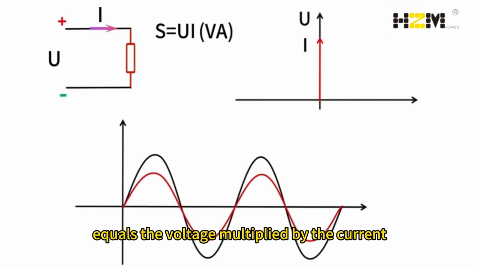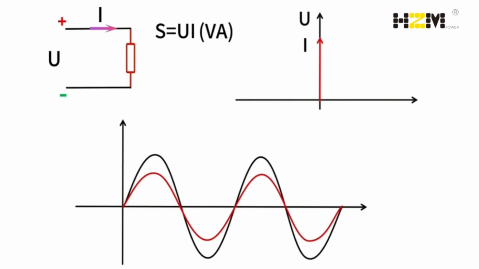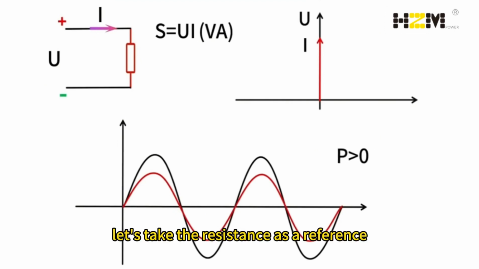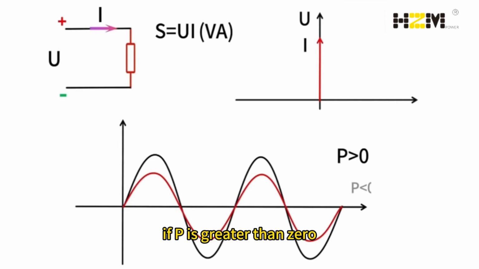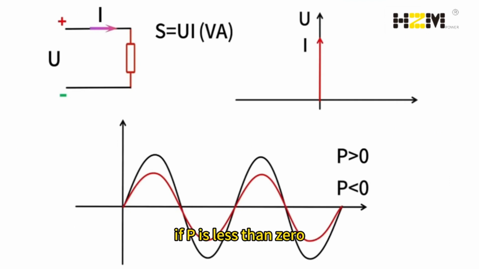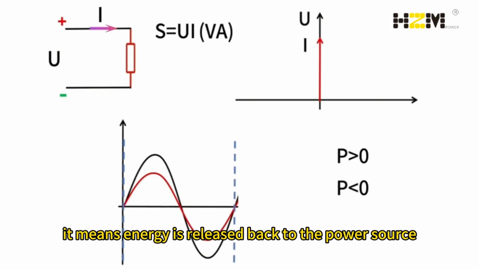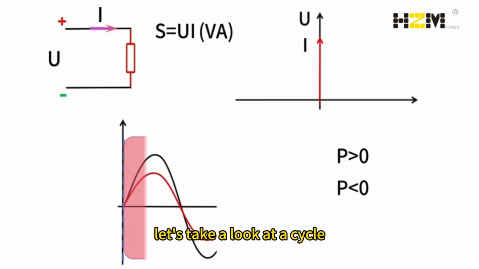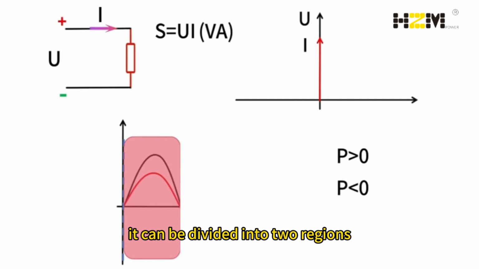We know that the power equals the voltage multiplied by the current. Let's take the resistance as a reference. If P is greater than 0, it means energy is absorbed from the power source. If P is less than 0, it means energy is released back to the power source. Let's take a look at a cycle. It can be divided into two regions.